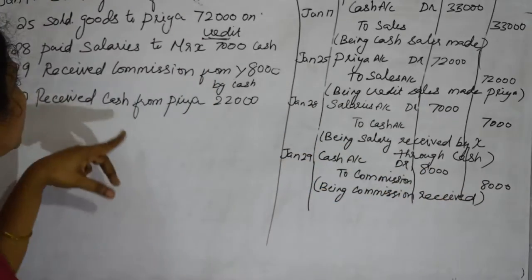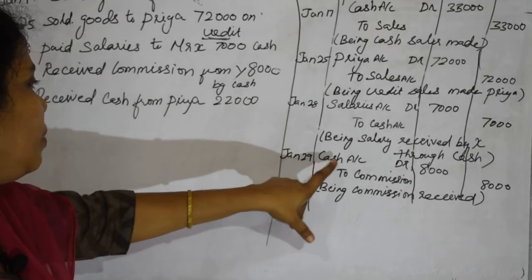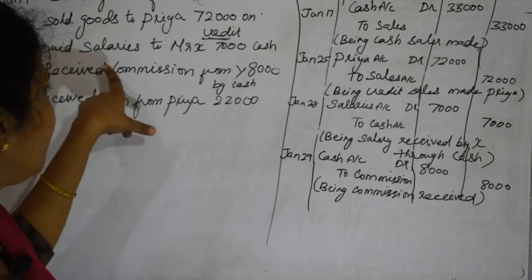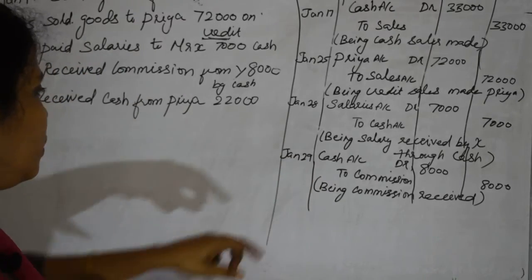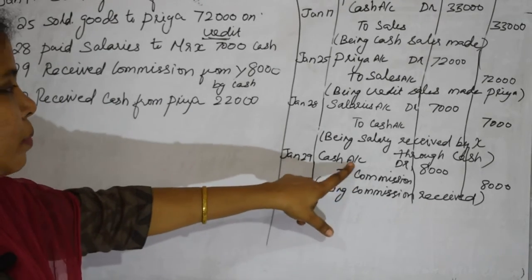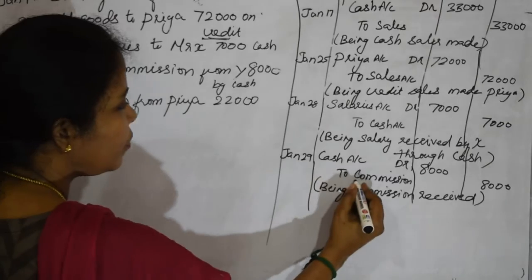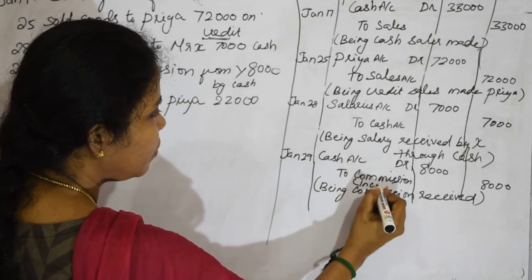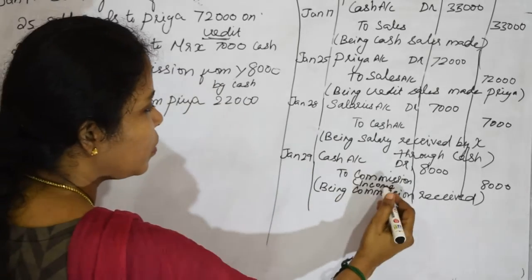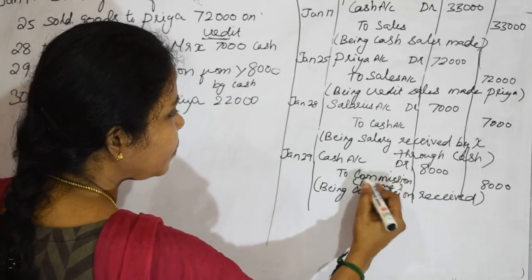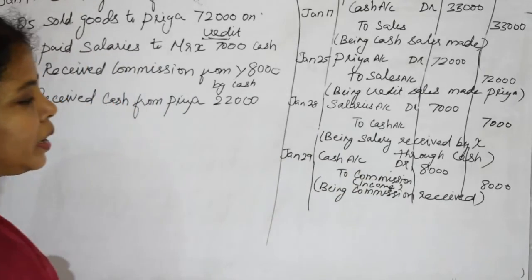You can also ask why we are receiving the commission, why we cannot write it in the debit entry, and why we credit the cash entry. Because the cash is the giver now. Why are we crediting the commission? Commission is the income we are getting, that is the revenue we are earning. So we are entering it in the credit.